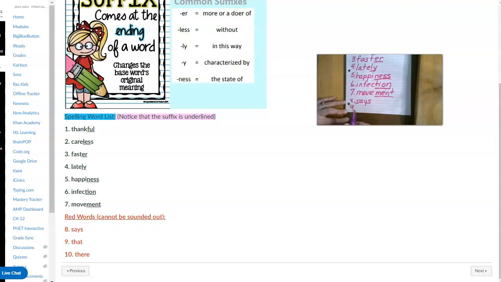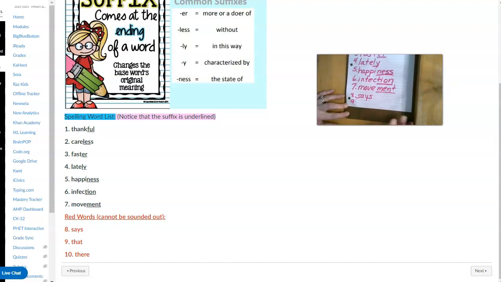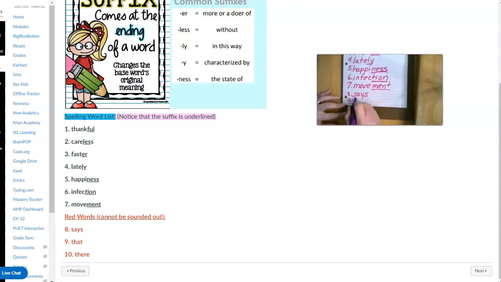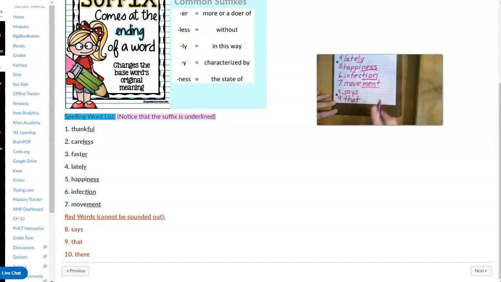Number nine, that. I see that spaceship in the sky. Do you see it too? Number 10, there. Now I see the spaceship. It's right over there.